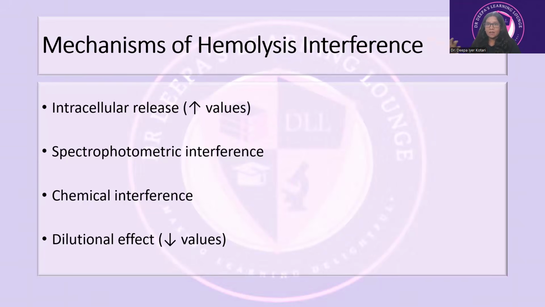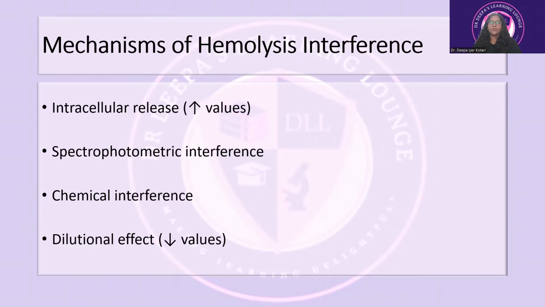The second: the RBC has hemoglobin, and this causes spectrophotometric interference to the analytes that are measured by spectrophotometry at around the same wavelength as the hemoglobin, whether it's oxyhemoglobin or carboxyhemoglobin, which is present in the RBC. When there's an interference, the result also gets affected spectrophotometrically.